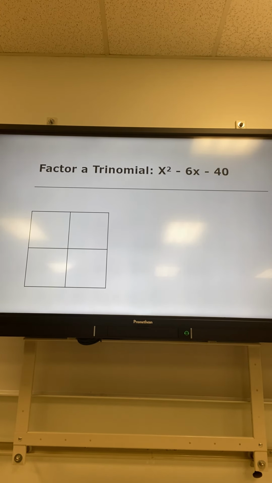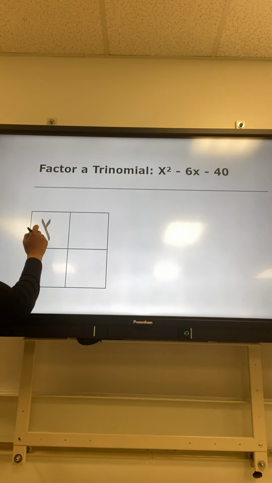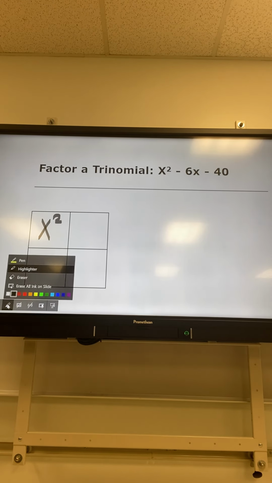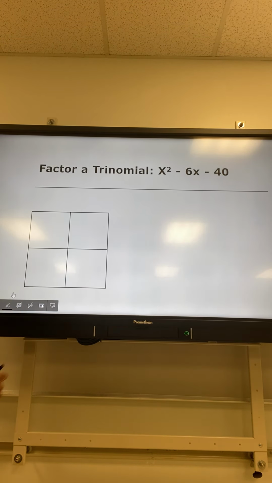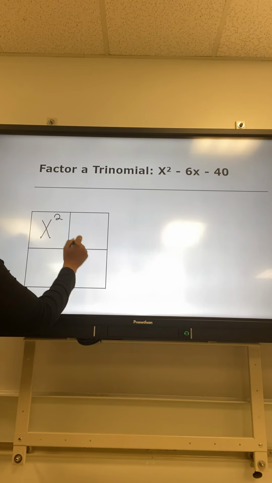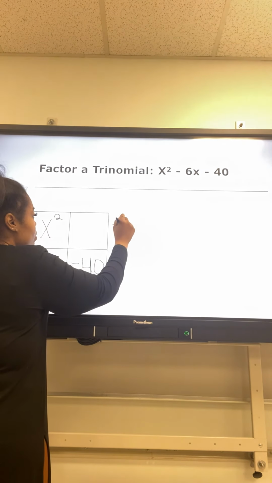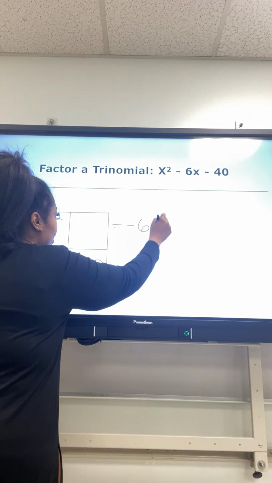All right, one more. I'm gonna have you guys try it out. So pause the video on your own. See if you can figure out the two binomials that go with this trinomial. All right, so hopefully you pause the video. You set up your box by placing x squared here. All right, so I'm gonna put our first term here, x squared, and then down at the bottom, negative 40. And we need this center to equal negative 6x.